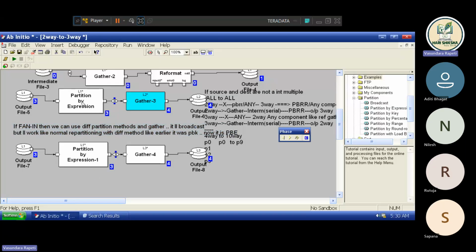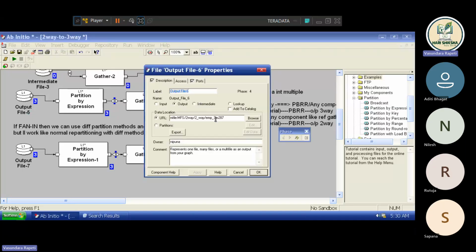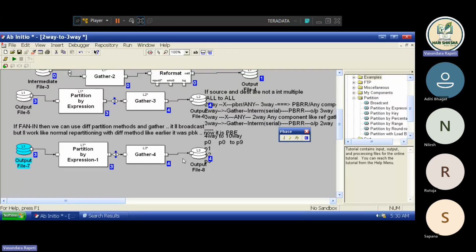Okay, fine. So, what is important here? Even this is three-way to two-way, and this is three-way to four-way. That means one is fanning in, reducing, and the other is fanning out. Both are working properly with this kind of arrangement. If we remove gather, then it might not work. Let's see.